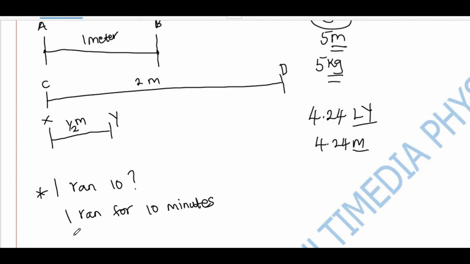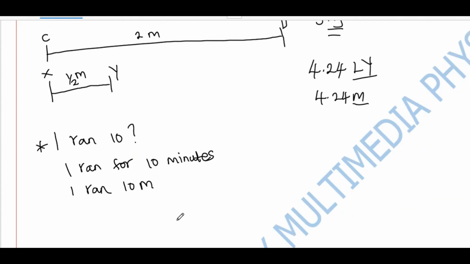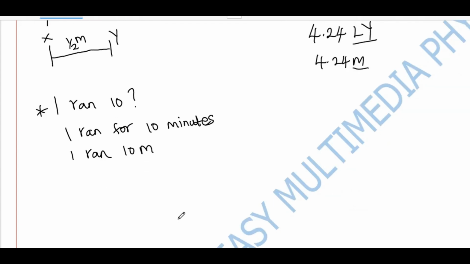Or if I say I ran 10 meters, this is a very short distance, maybe from one side of the room to the door. It could be around 10 meters, depending on the size of your room. Or I ran 10 kilometers, depending on the units.